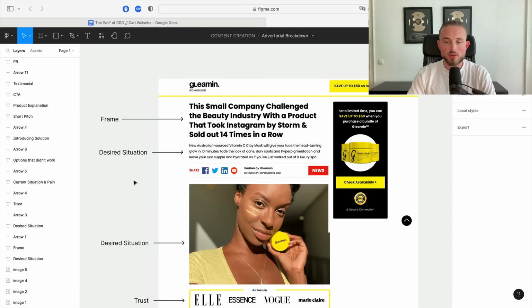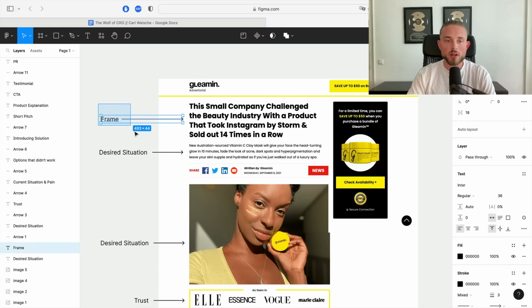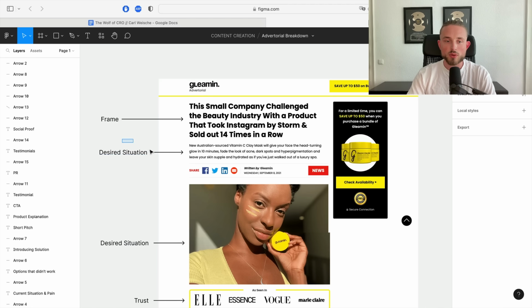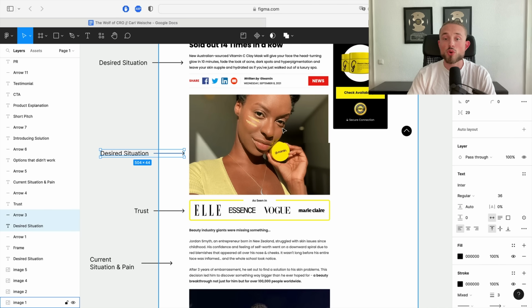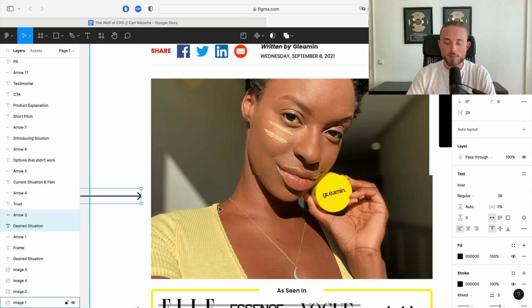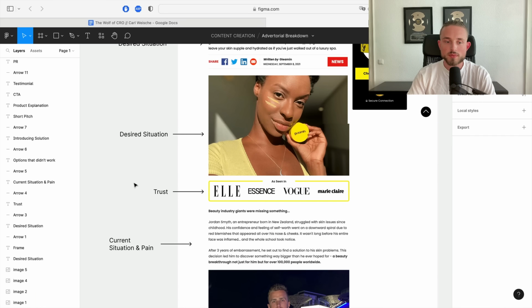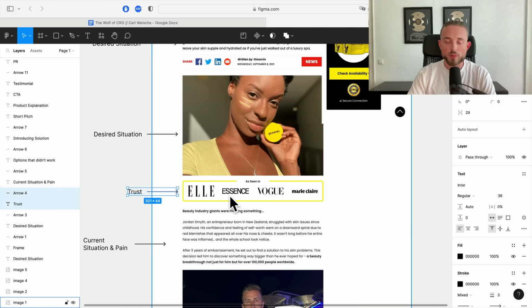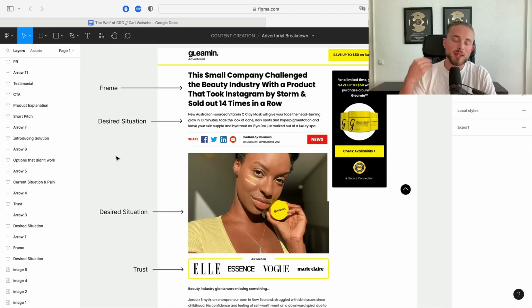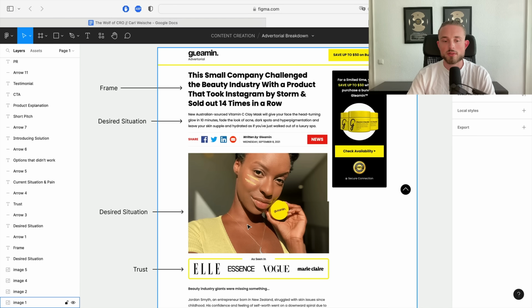Then we include the desired situation, right? Because this is also really important in the frame that we talk about the desired situation. So, new Australian-sourced vitamin C serum will give your face the hair-tuning glow in 10 minutes, fade the look of acne, dark spots, and hyperpigmentation, and leave your skin supple and hydrated as if you've just walked out of a luxury spa. So here we talk about the desired situation, and then we also show the desired situation, right? So we use imagery of this really clean face of this beautiful girl as the desired situation for the prospect. And then what we also do is we embed some form of trust here, for example, in terms of the press releases to also convey the messaging that we can deliver on this promise from the desired situation, right?